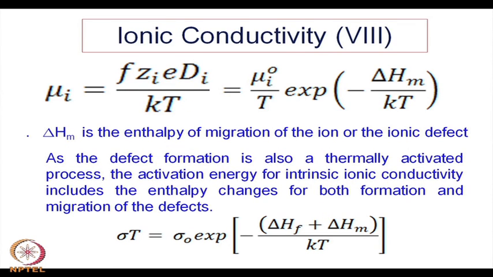Now, there is something else also. Mu I, the mobility, we have already seen this. It can again be expressed as mu I 0 by T times exponential of minus delta H m by k T. So, mu I also has a T in the denominator, but more important is that here we are trying to concentrate on this term. Delta H m is the enthalpy of migration of the ion or the ionic defect.